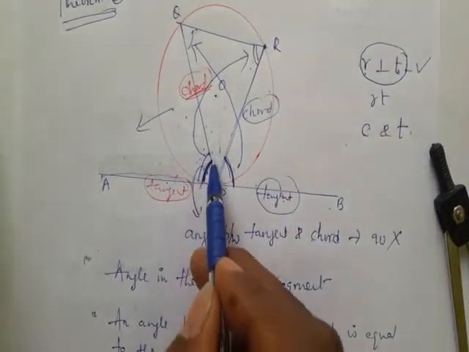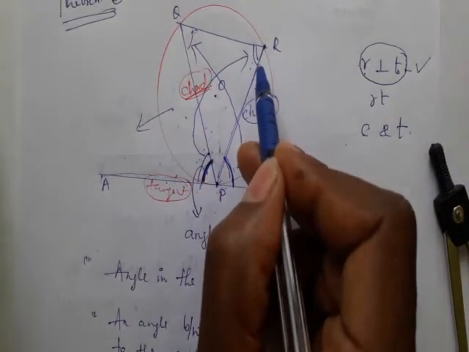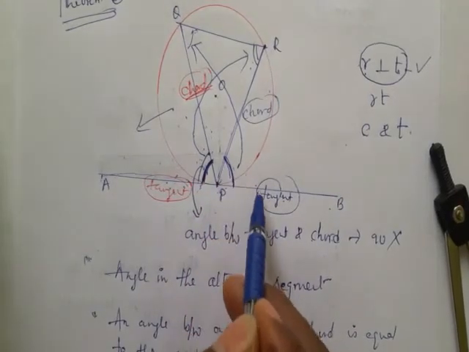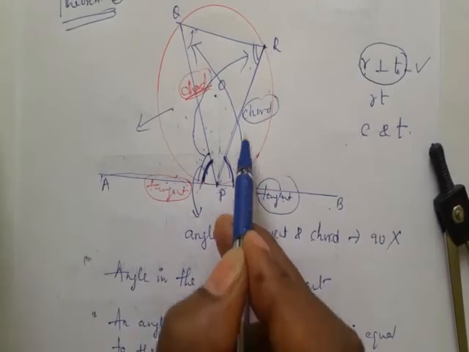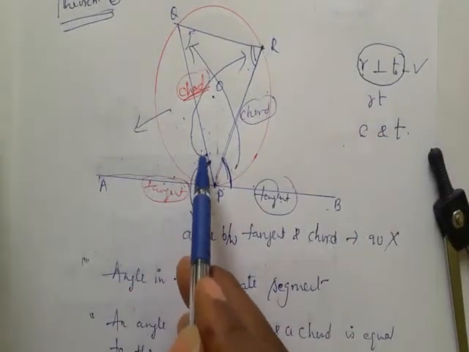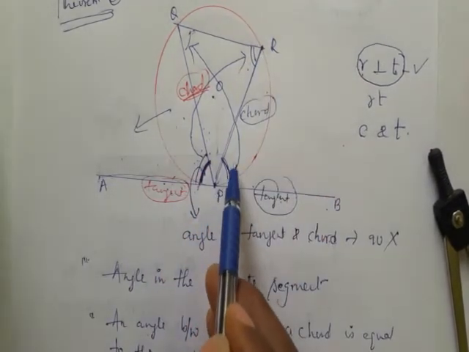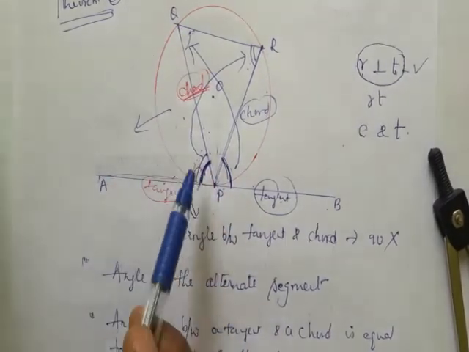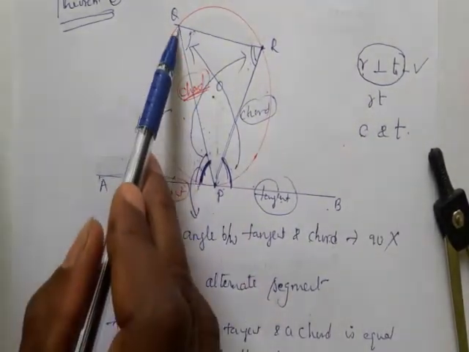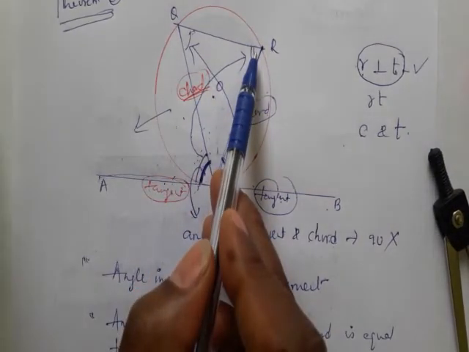This chord and this tangent angle will be equal to the angle in this side segment, and the angle between the other chord and tangent is equal to the angle in this side segment. So it goes in a cross method. If you want to find this angle, it will be equal to R, and if you find this angle, it will be equal to this. For the PQ chord, if you want to find what angle is standing above PQ, it is R.